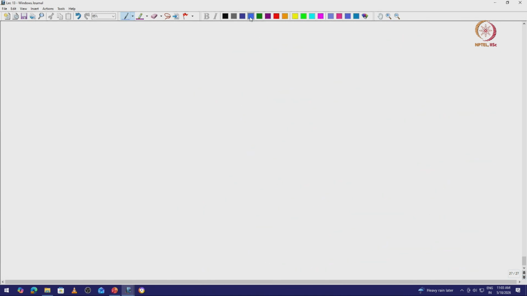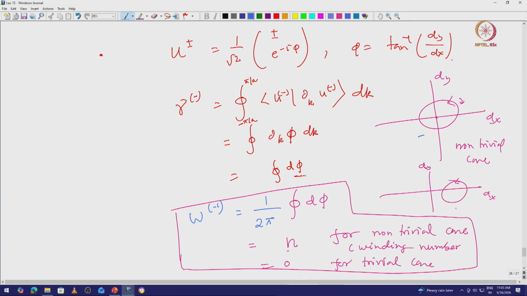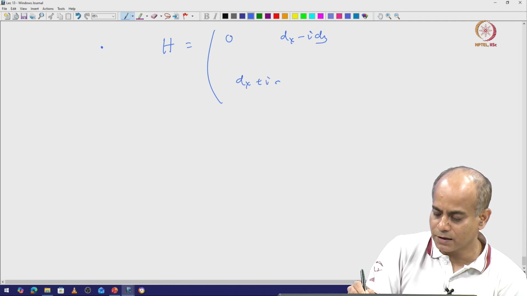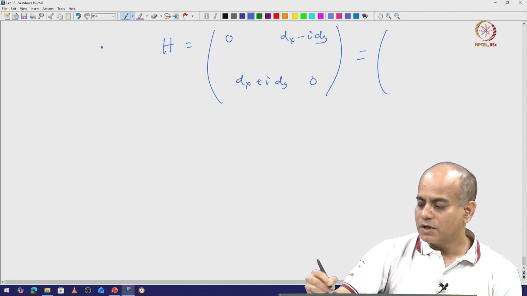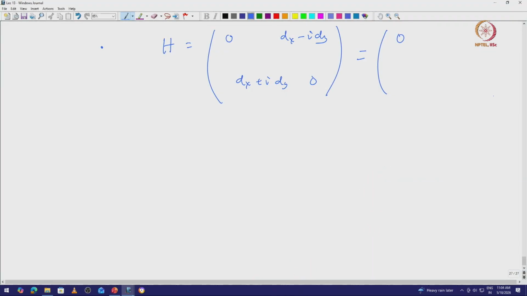We will take a more specific example called the SSH model to show how different parameter spaces allow us to define this and this. Right now we take a 2 by 2 Hamiltonian which is general, and the Hamiltonian we wrote, dx minus i dy, dx plus i dy. We can always also write it as some variable q, a function of k, and q star.